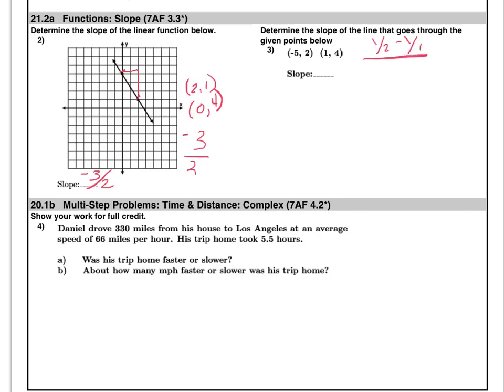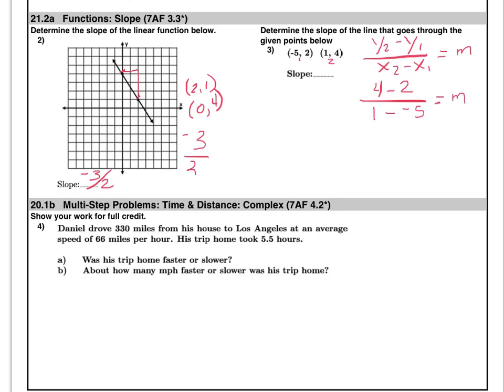And our slope formula is the change in y over the change in the x values. Okay, and so I'm going to plug it in. So I'm going to call this my point 1 and this my point 2. And so y of my point 2 is 4 minus the y of my point 1, which is 2, all over the x in my point 2, which is the number 1, minus the x in my point 1, which is -5. And that's equaling my slope.